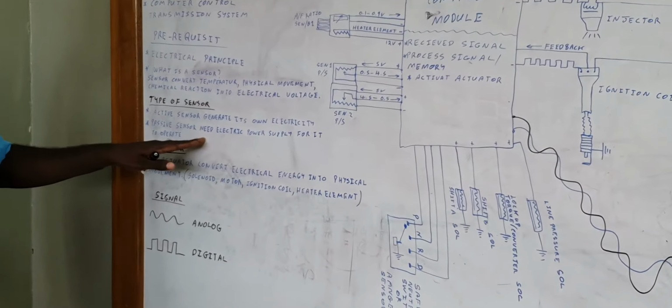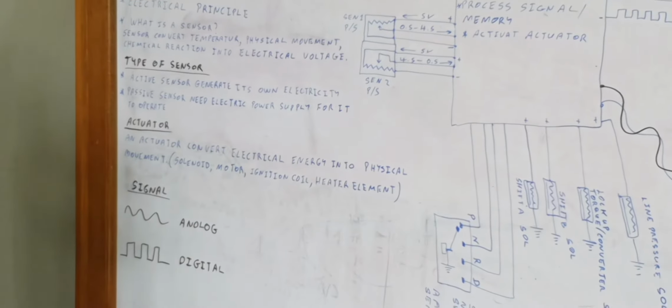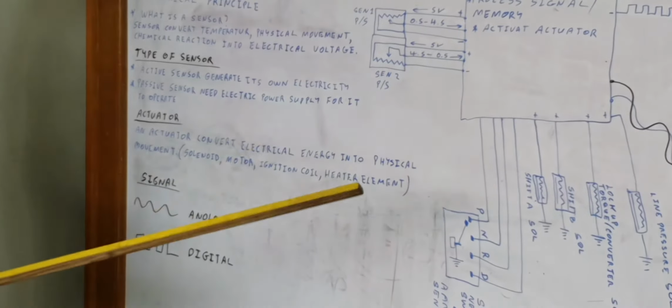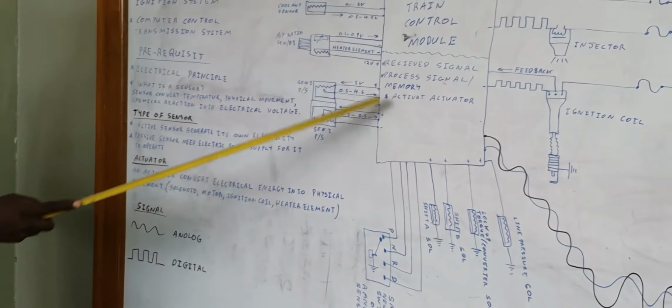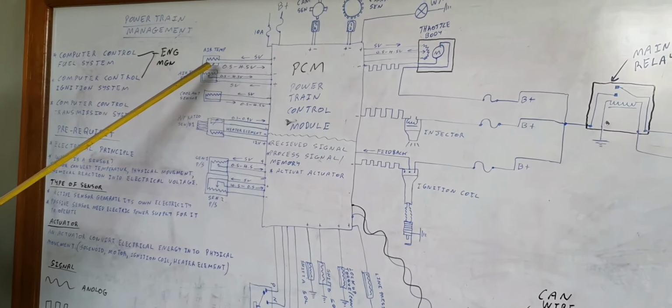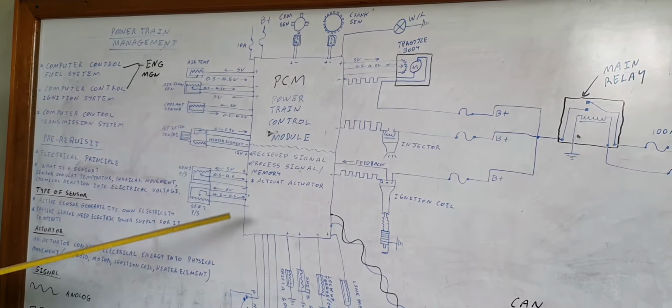Alright? We have the passive sensor now. These sensors, we're going to need electricity to go to them, because they don't produce their own voltage. And as you can see on this diagram right here, you have voltage coming out of the car ECU and going back.